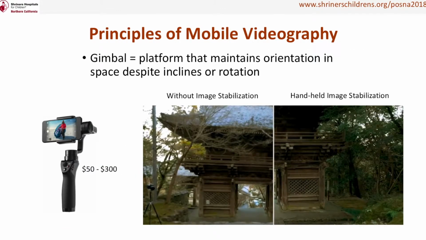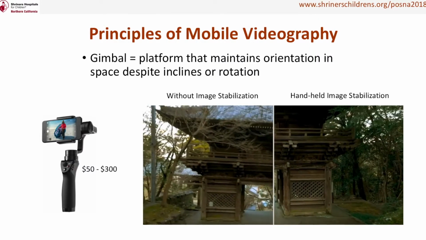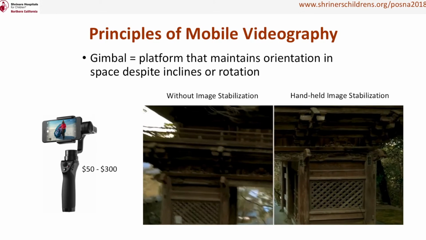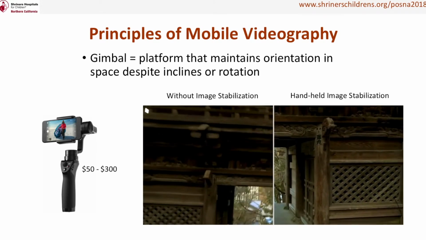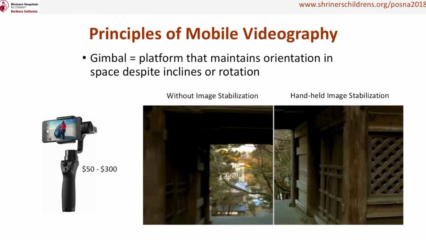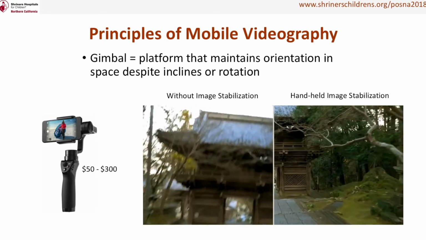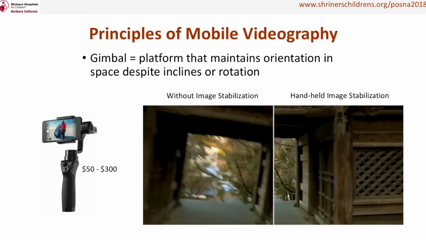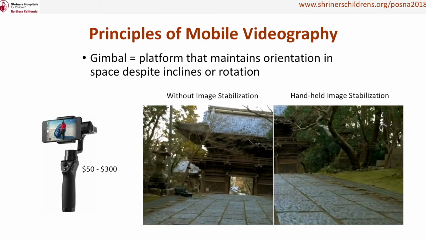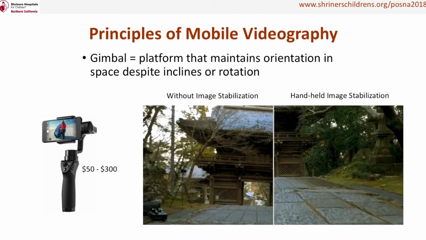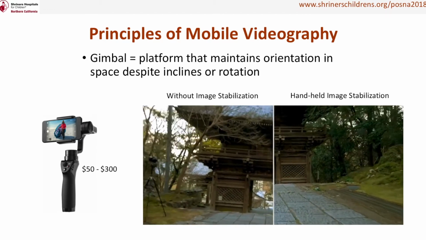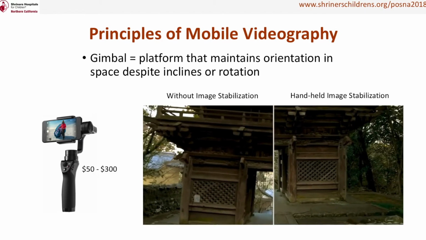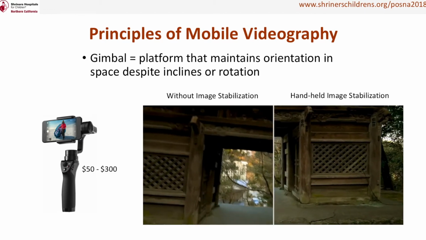It turns out that handheld stabilization for mobile devices has become much cheaper in the last several years. The same technology that allows for smooth videos on drones can now give you smooth, image-stabilized, handheld sagittal video with technology called a gimbal. A gimbal is a platform that maintains orientation in space despite inclines or rotation. As you can see in these two images, adding a gimbal allows for smooth video, and this can cost you anywhere between $50 and $300.